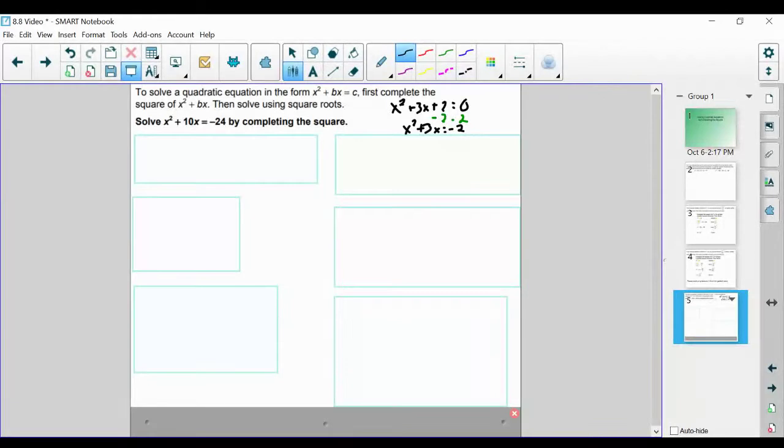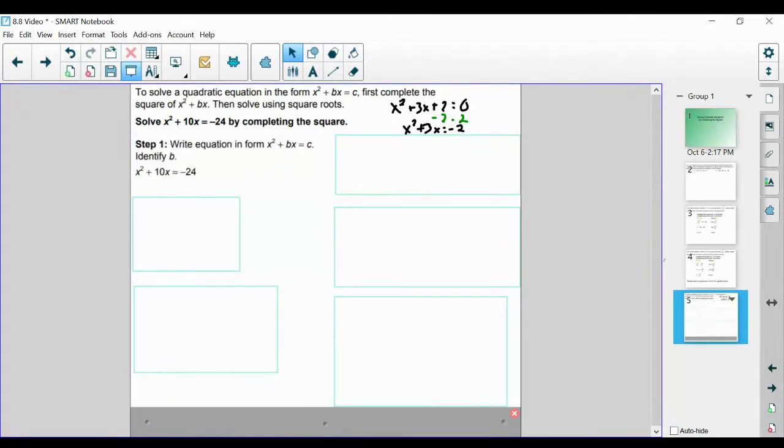So let's say we are in this setting where we have x squared plus bx is equal to a constant. Let's talk about how to complete the square. Step 1 is, again, we're going to write the equation as x squared plus bx is equal to c. We have to identify our b value. This is our x squared and our x on one side of the equal sign with a constant over on the other. So far, so good. We're in the correct setup. We're going to find half of b and square it.